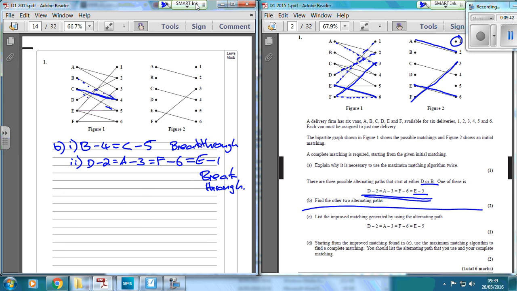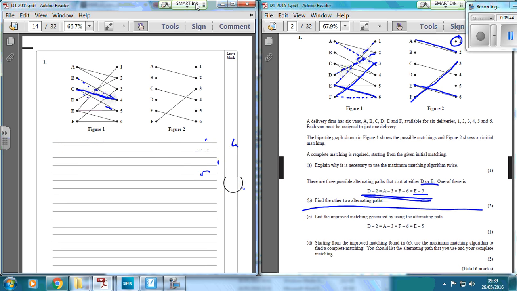List the improved matching generated by using the alternating path. So that's part B. Now part C, they're saying that we're going to use this alternating path: D to 2 to A to 3 to F to 6 to E to 5. So that's the alternating path. What we're going to do is change status. All that means is that we change the minuses into equals. So D to 2, that equal goes to minus.